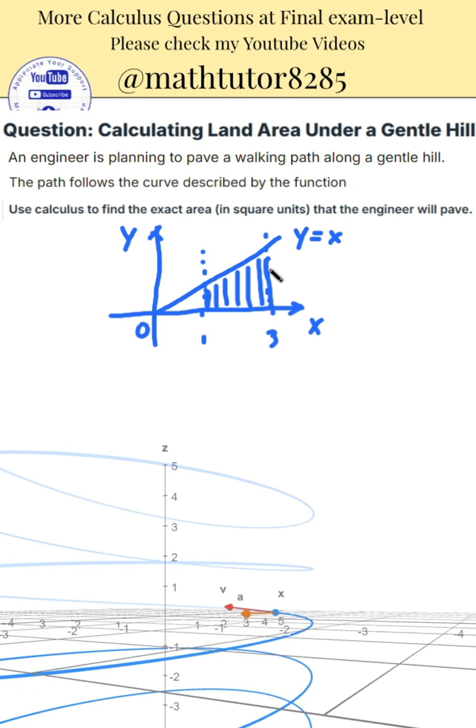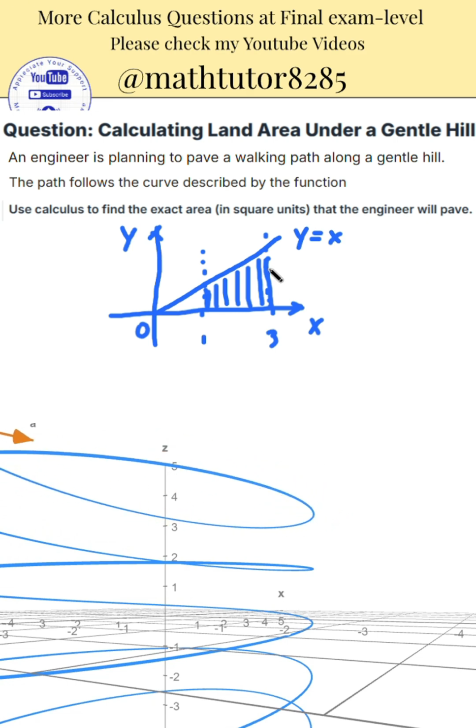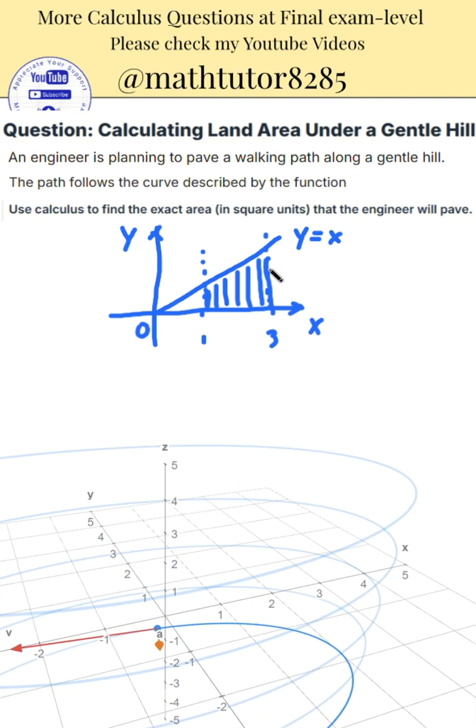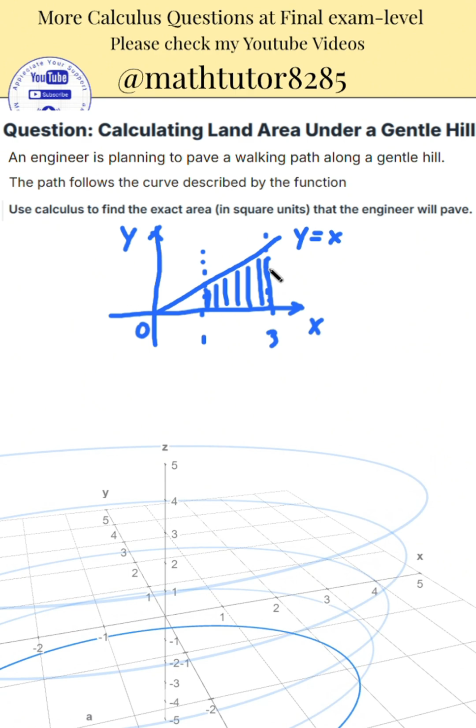First step is to understand the setup. We're trying to find the area underneath the line y equals x from x equals 1 to x equals 3. This is a perfect example where we can use integration, which is the calculus method for finding the area under a curve. You can picture this region as a slanted triangle that starts at x equals 1, goes up along the line y equals x, and stops at x equals 3. The area between this line and the x-axis is what we're interested in.